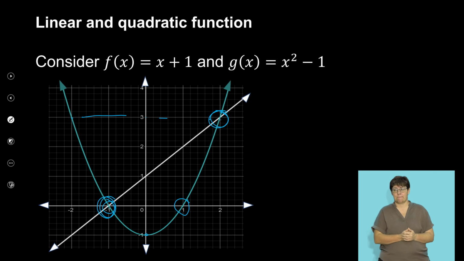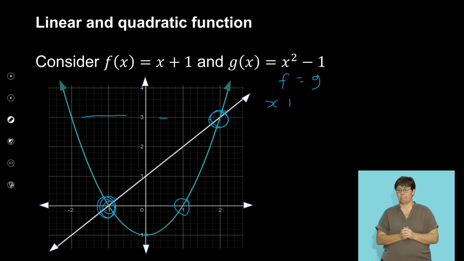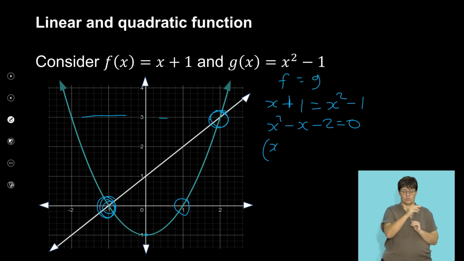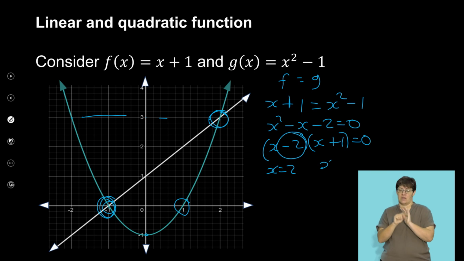So you would quickly say f equals g, remember that. That will be x, not x squared. That is the f, right? So it will be x plus 1 equals x squared minus 1. You solve this, guys. This becomes x squared minus x minus 2 equals 0. You solve this using factorization, it will be (x minus 2)(x plus 1). So my first x value will be positive 2, and the other one will be minus 1.